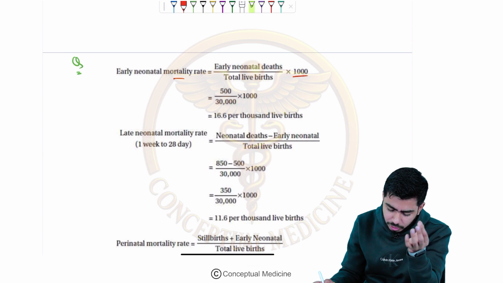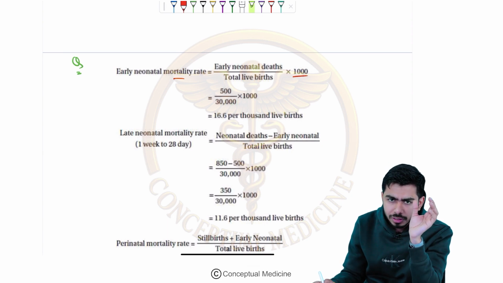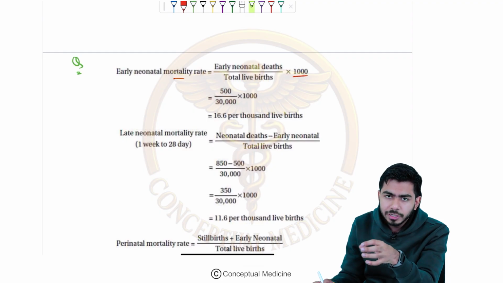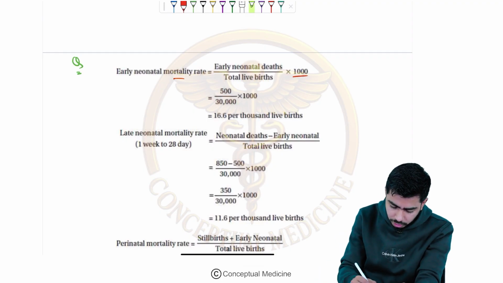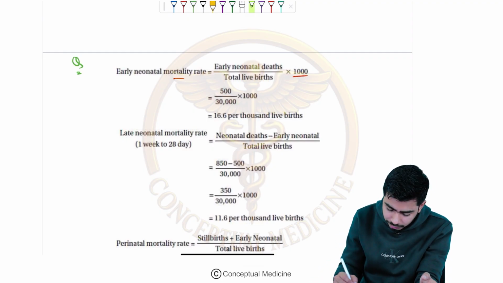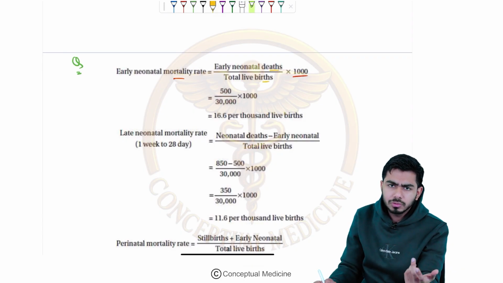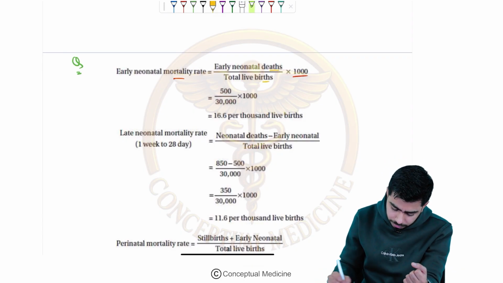For example, early neonatal mortality rate. You will write early neonatal deaths out of the total live births, and the multiplier will be 1000 only. So early neonatal mortality rate is early neonatal deaths divided by total live births, multiplied by 1000.